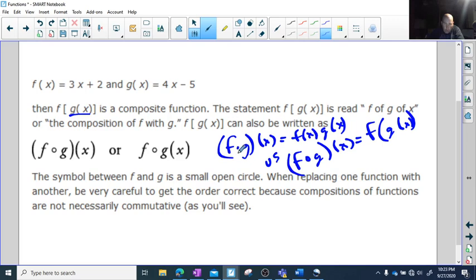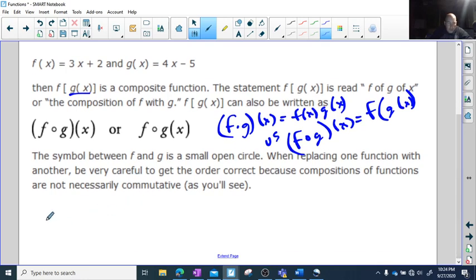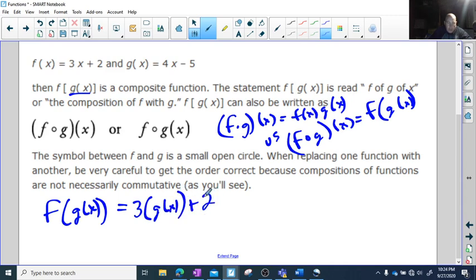So that small open circle is very important that your writing is neat enough we can distinguish the difference between the open circle and that closed in dot because they mean different things. So if I just took the two functions you see up here and I wanted to do f of g of x, this means go to function f, where there is an x, replace it with g of x. So 3 instead of x, put g of x plus 2.